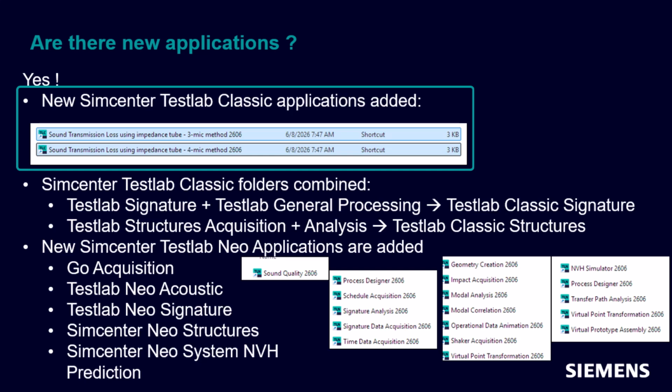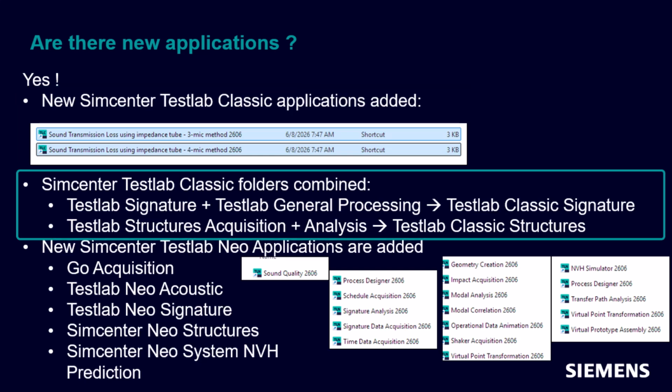Under Testlab, there are two new applications under acoustics. For sound transmission loss with impedance tube, we've added a 3-mic method in addition to the 4-mic method. It used to be that you started sound transmission loss using impedance tube, and it only used the 4-mic method. Now there are two options available to you, different methods, one using the 3-mic method and one using the 4-mic method.